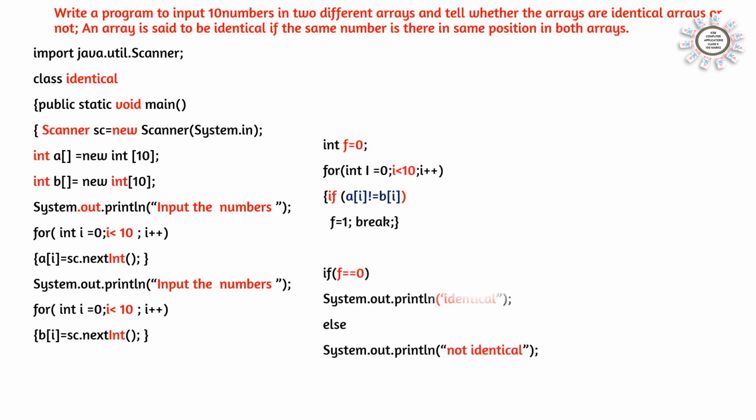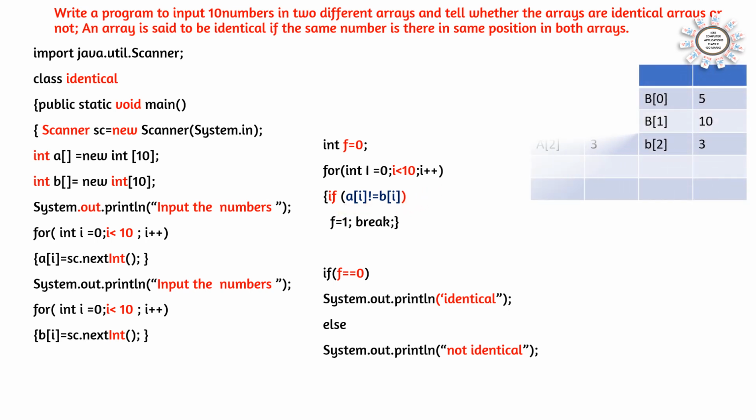So here for checking, we have declared a variable int f is equal to 0. If we want, we can also write boolean f is equal to true or false. So this is the flag variable which we will check. If both the arrays are identical, f will remain 0, and if it is not identical, f will change to 1. So here we can see int i is equal to 0, i less than 10, i++. If a[i] is not equal to b[i], here we can take two examples.